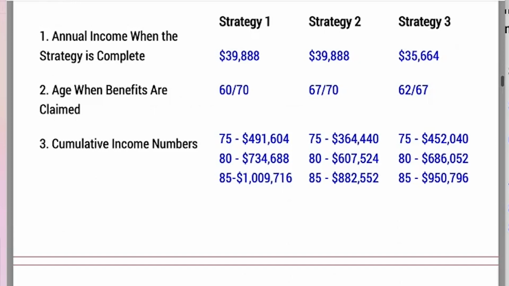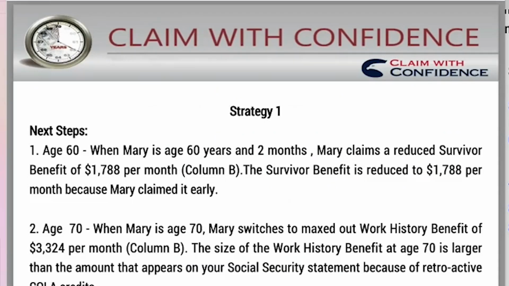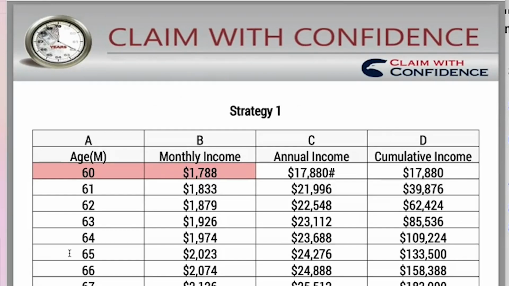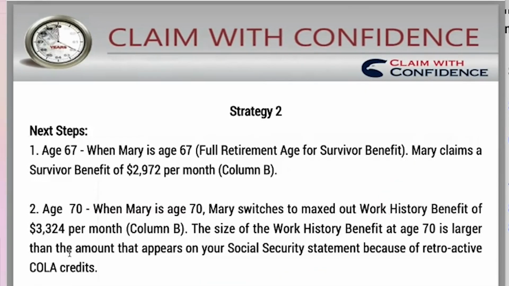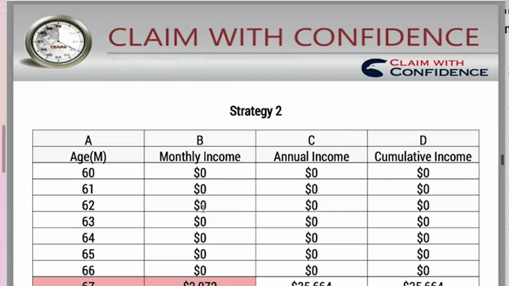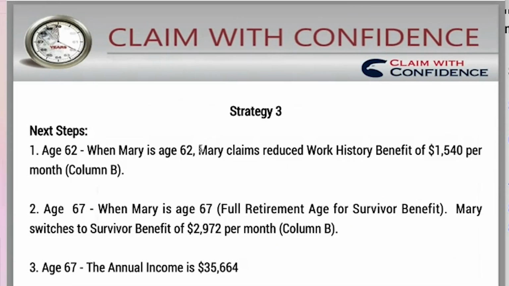Here you have the age when benefits are claimed, and then you have the cumulative totals at different ages: 75, 80, 85. And then if you scroll down, strategy one, where Mary claims at 60 years and 2 months a survivor benefit, and then switches to her own maxed out benefit at age 70. Here you have the chart with the benefit numbers. Strategy two, you scroll down a little more. Mary claims the survivor benefit at age 67, and then switches to her own maxed out benefit. And then strategy three has Mary claiming her own benefit at age 62. It's reduced, and then she switches to the survivor benefit at age 67. So you have a record of that.